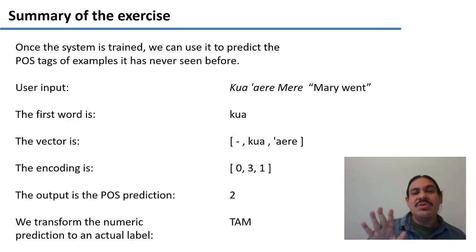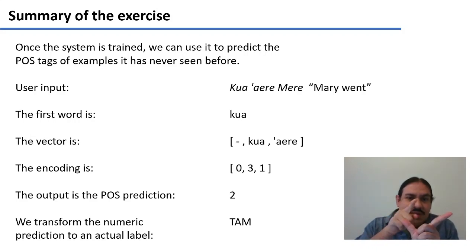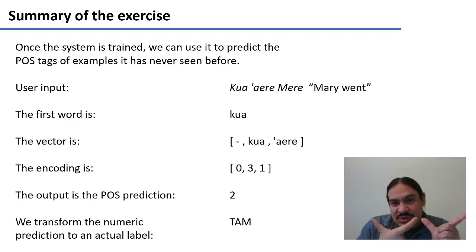In summary, we're going to make a system that can take a sentence in Cook Islands Maori, such as kua aere mere, Mary went. Here, for example, the first word is kua, which is a tense aspect marker. We're going to take that word and construct a feature vector. The feature vector is going to be the word that comes before kua, which is nothing, the word itself, which is kua, and the word that follows kua, aire. Nothing, kua, aire. These are going to be the features. We're going to convert those features into an encoding, 0, 3, 1. The computer is going to assign numbers to them so that the support vector machine can learn from those numbers.